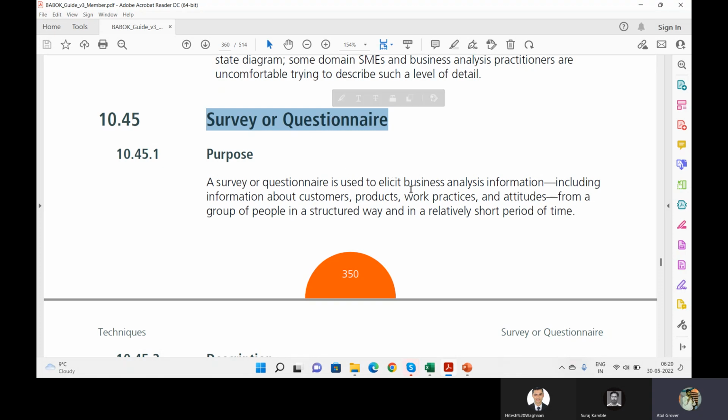Survey or questionnaire is used to elicit business analysis information, including information about the customer, product, work practice, and attitude from a group of people in a structured way. Very, very important. If you want to know who the customer is, what the business is, their products, their work practice, and their attitude, then you organize this survey specifically. But it is structured. Structured means you are not creating 1,000 or 2,000 questions. No, a limited set of questions for a limited time period. Guys, please respond in the next 2 days. The survey is closing now.